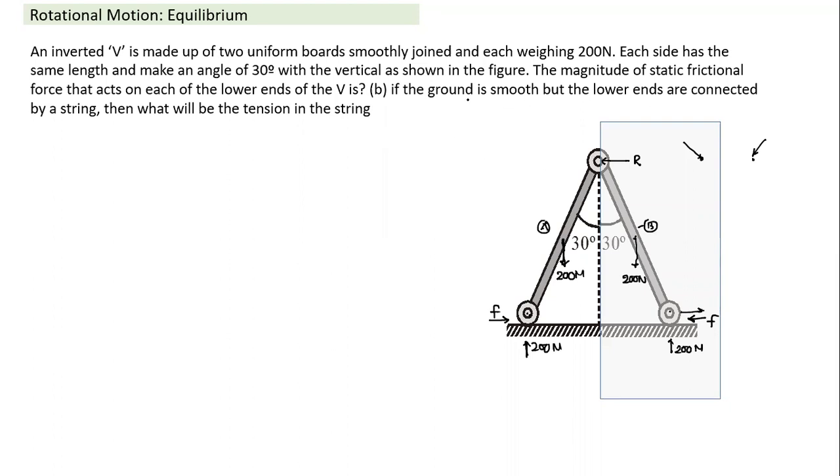So if the question is, if the ground is smooth but the lower ends are connected by a string, what is the tension in the string? If there's no friction here and I connect by a string, the string also will apply the same force that friction would have applied. Friction applies force at this point to make it stable. The string also applies force at a similar point, very close to this one, a contact force like this. Because of stability, nothing else has changed. So whatever friction force would have acted for a particular angle, now tension will act at a similar angle.